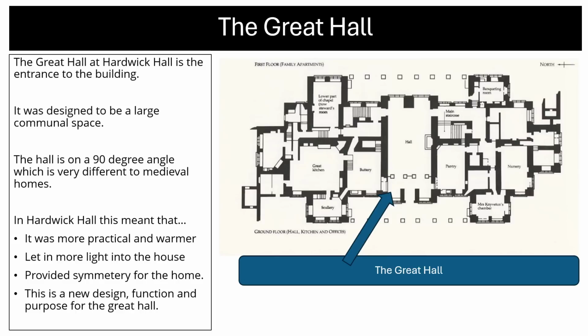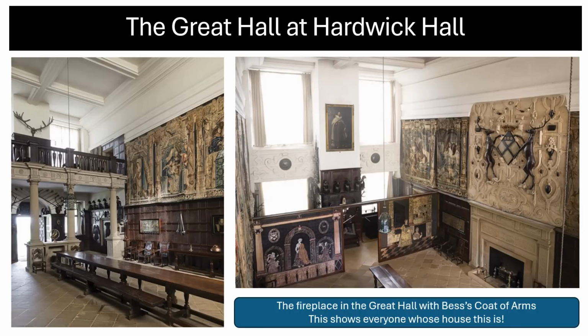So the Great Hall, as we can see here from the plan, the entrance to the building, it's on a 90-degree angle, which is very different to medieval homes. And it meant that it was more practical and warmer, let more light into the house, provided that symmetry for the home, and on that floor plan you can very much see that symmetry. So it's a new design function and purpose for the Great Hall. So here you can see some pictures of it. Now one thing you'll notice is you can see Bess's coat of arms right above the fireplace, so immediately everybody knows whose house this is. And you know, it's a grand entrance, but the Great Hall performs a very different function in Elizabethan homes.